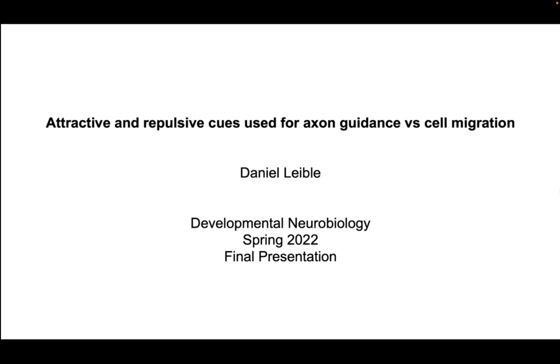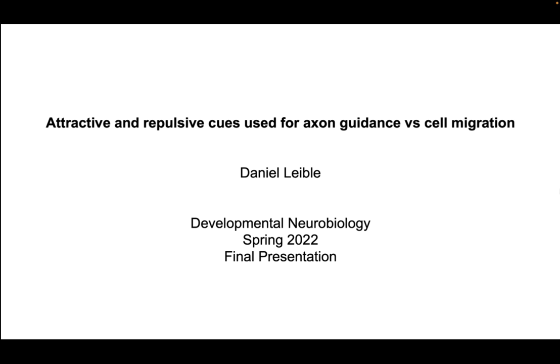Hi, my name is Daniel, and today I would like to talk to you about the attractive and repulsive cues used for axon guidance versus cell migration. Neuronal migration and axon guidance share many features, for example, that they rely on external guidance cues, and some authors even regard axon growth as a specialized form of cell migration.